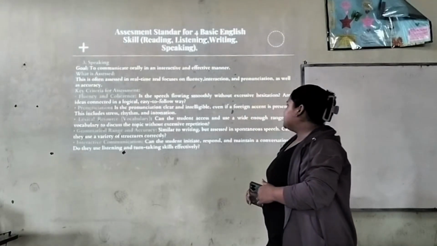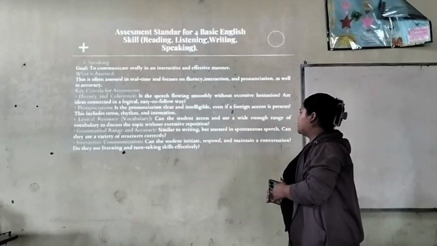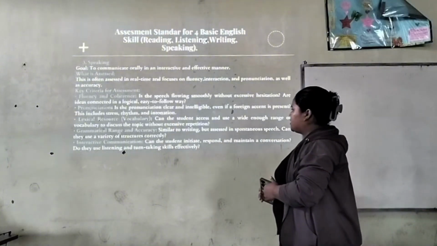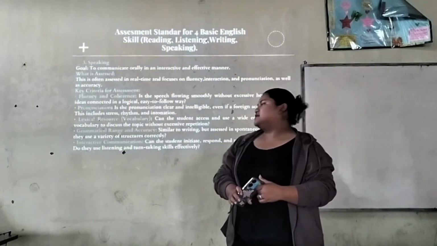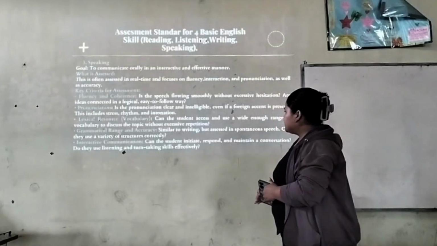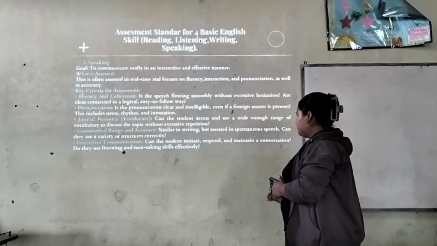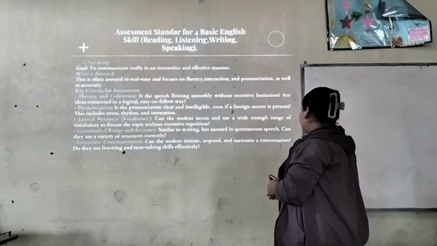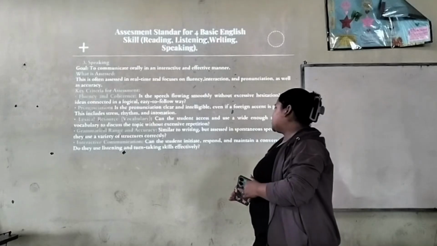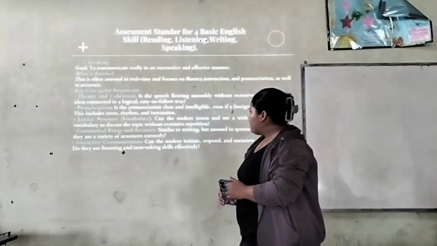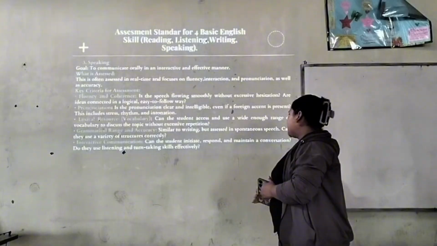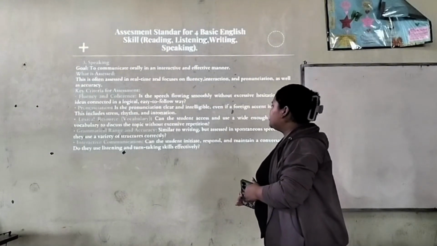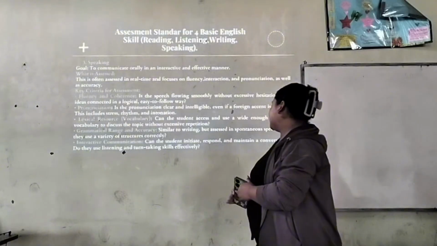The third is lexical resource, or vocabulary. Can the student access and use a wide enough range of vocabulary to discuss a topic without excessive repetition? The next is grammatical range and accuracy. Similar to writing, but assessed in spontaneous speech. Can they use a variety of structures correctly? And the last is interactive communication. Can the student initiate, sustain, and maintain a conversation? Do they use listening and turn-taking skills effectively?